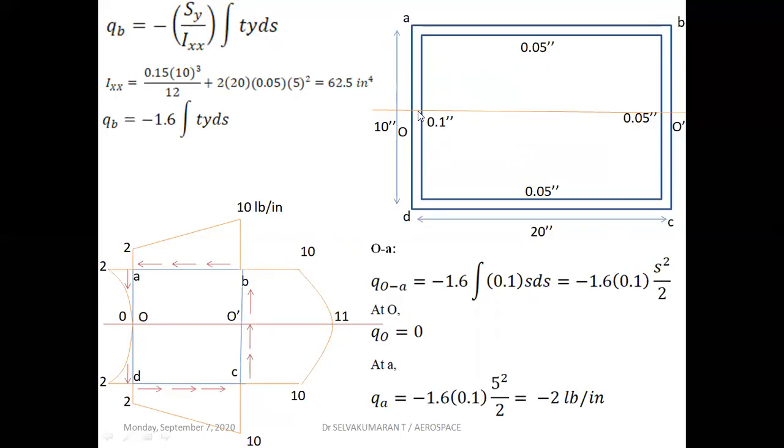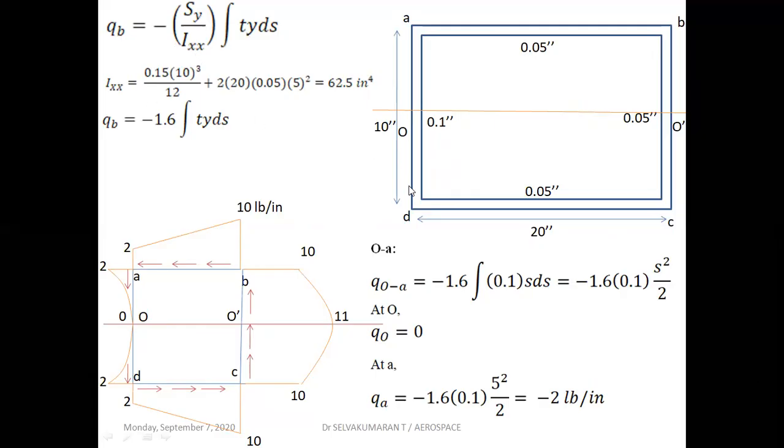Once we make a cut, the closed section becomes an open section. Now we need to follow the same procedure that we followed for the open section to determine the shear flow values. So now this is the reduced expression, where Ixy is 0 and Sx is 0. The only thing we have to find out is Ixx, the moment of inertia about the x-axis.